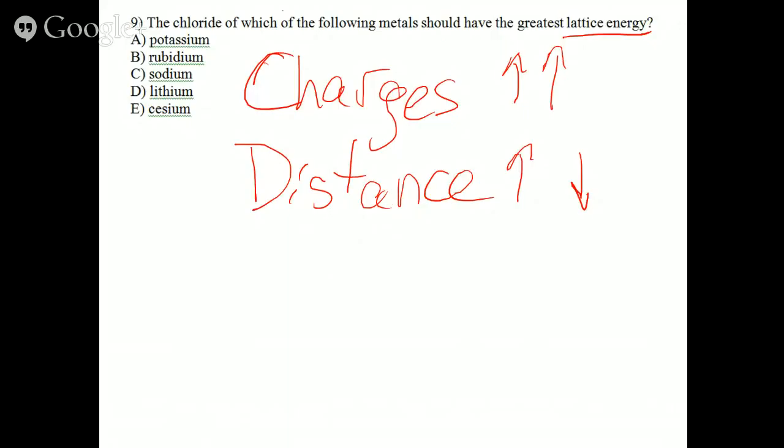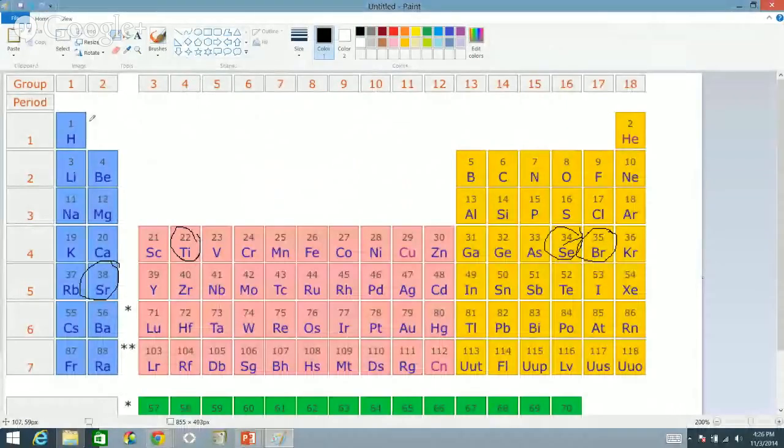So we're looking at this. They're all bonding with chloride. So we're looking for something with the greatest charge and the smallest atom. So let's take a look at potassium, rubidium, sodium. They're all in group 1, right? And they're all combining with chlorine. So which one is going to give us the greatest release of energy?